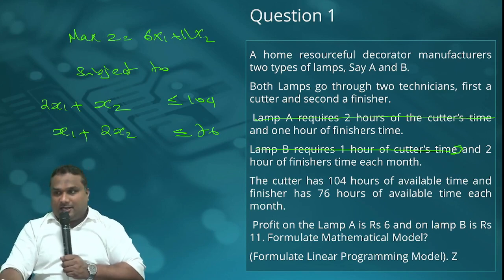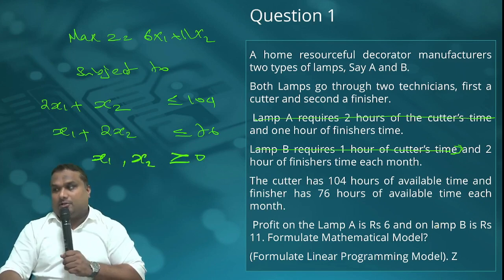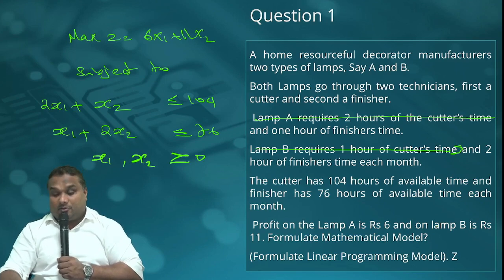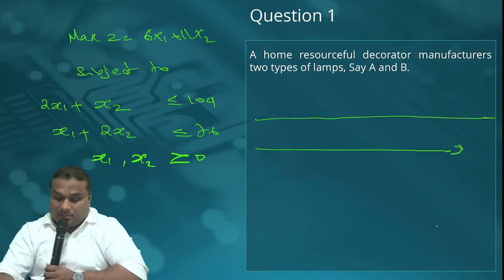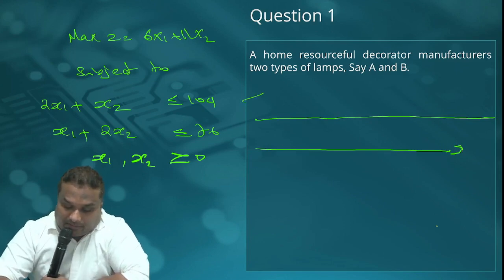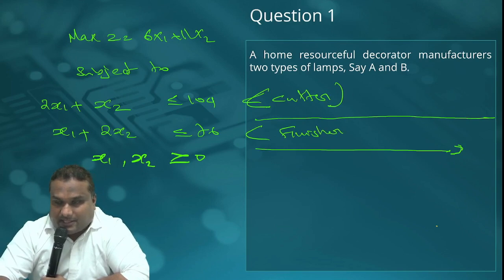Now lastly, x1, x2 greater than or equal to 0. This is called the non-negativity constraint. What does that tell me? The first constraint is related to cutter's time. The second one is related to finisher. The last one is the non-negativity restriction. What does it mean?